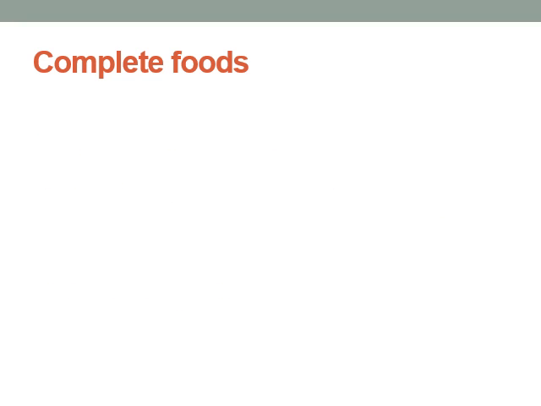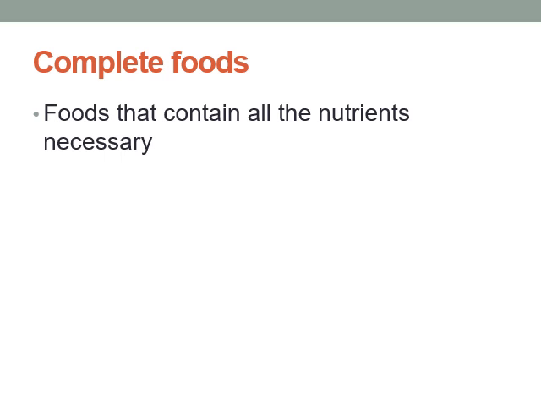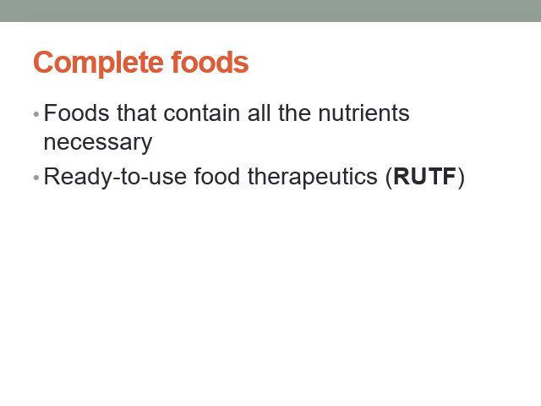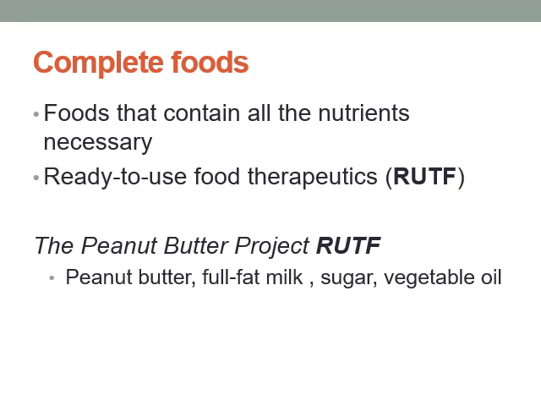So to be able to do this, we need to have something that we refer to as complete food. That's something that contains all the nutrients necessary to live and not be malnourished. So in your book, and what the Peanut Butter Project uses, is something that they call RUTF, or Ready to Use Food Therapeutics. So that's what the Peanut Butter Project did.